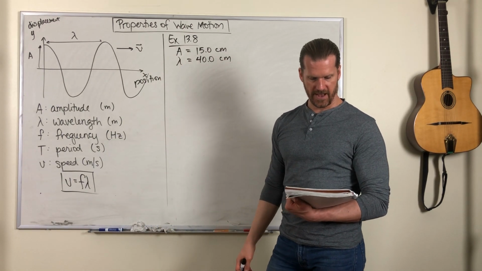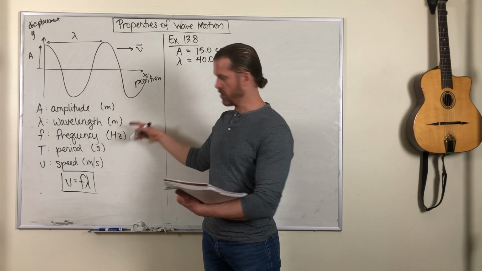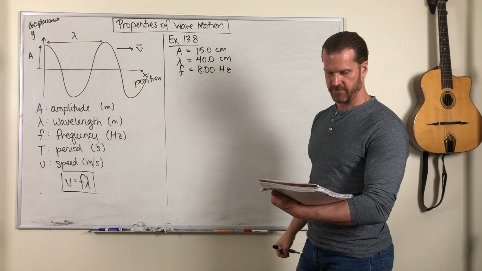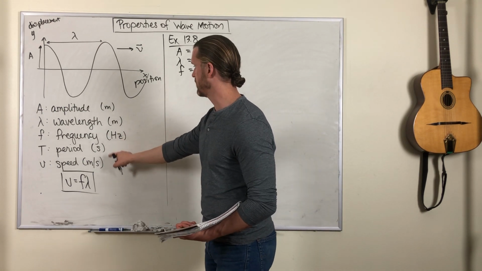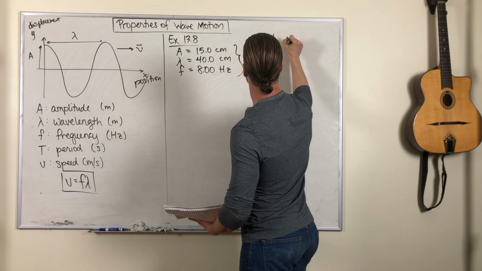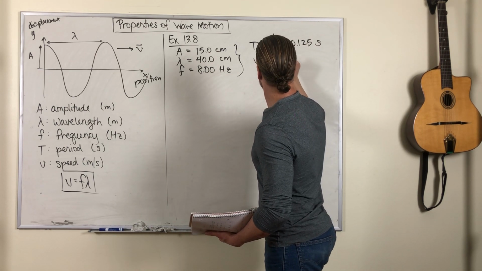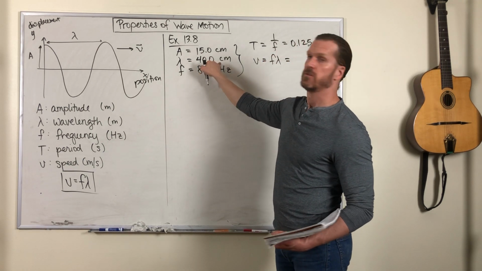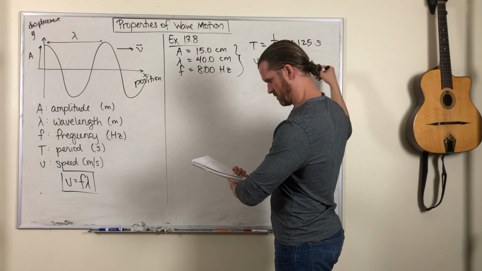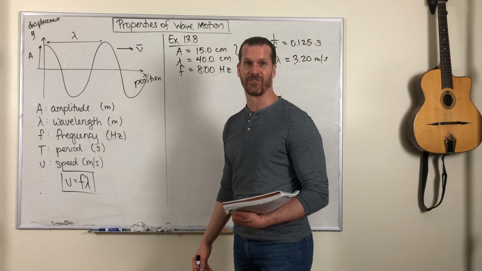So it gives you the amplitude and wavelength. Oh, it also gives you a frequency, 8 hertz. And it asks you to find the missing quantities here, which would be period and wave speed. Okay, so we can find the period is 1 over the frequency. So 1 over 8 is 0.125 seconds, and the wave speed is frequency times wavelength. Make sure to turn that into meters. And it is 3.2 meters per second. All right, pretty simple problem.